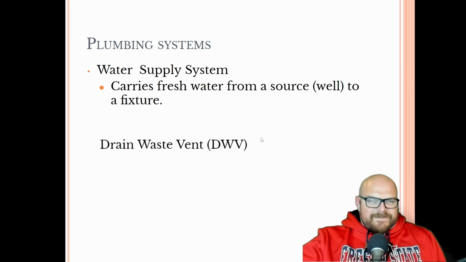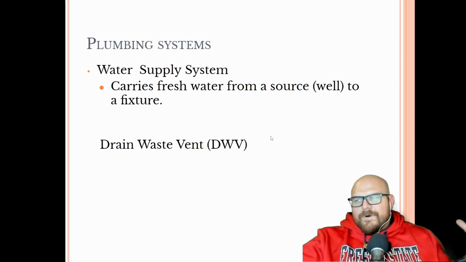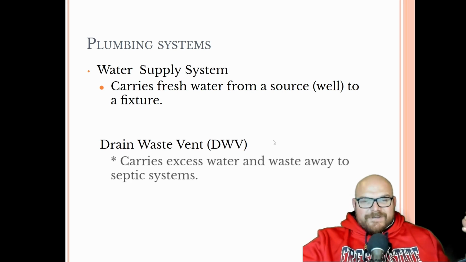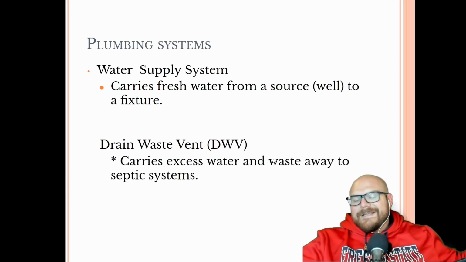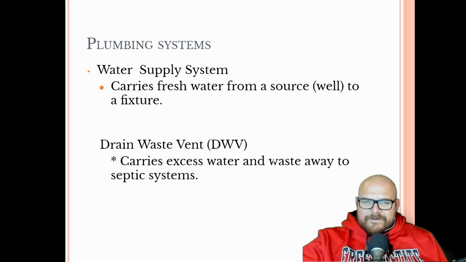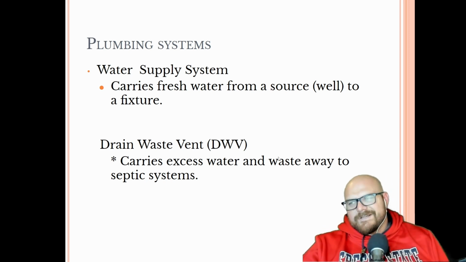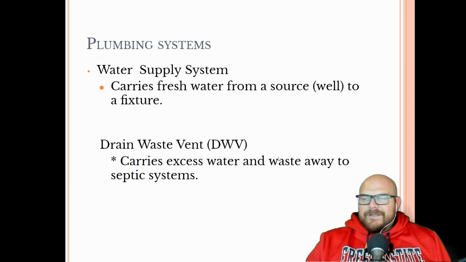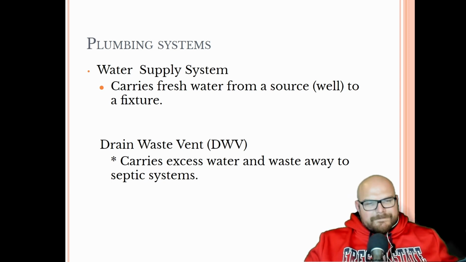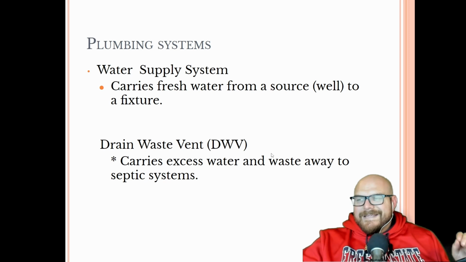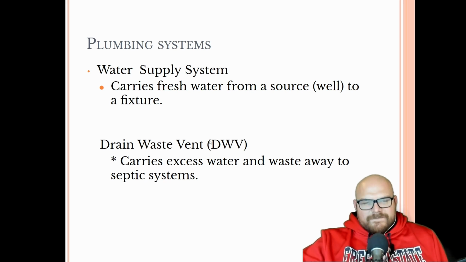The drain waste vent system is all the stuff where the water leaves. It carries that water into the sewer. So the stuff that goes down into your sink, taking that away. If you're in the city, it's going to take that into the sewage system. If you're out in the country, you have a septic system, and it's going to go into that. So taking the water away is the drain waste vent system.